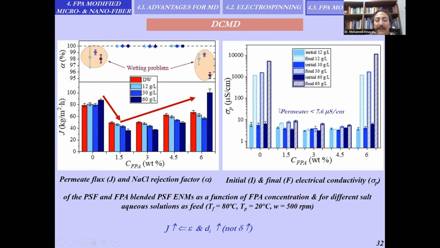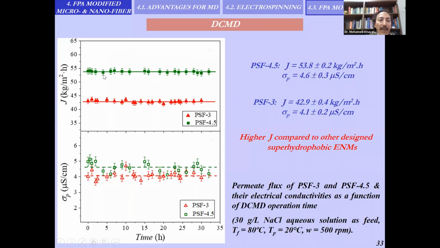And with an electrical conductivity of the permeate below 8 microsiemens per centimeter. Based on the obtained permeate flux, we selected these two membranes for further experiments, and we observed quite stable permeate flux with quite stable electrical conductivity. The permeate fluxes were competitive with other designed superhydrophobic nanofibrous membranes.